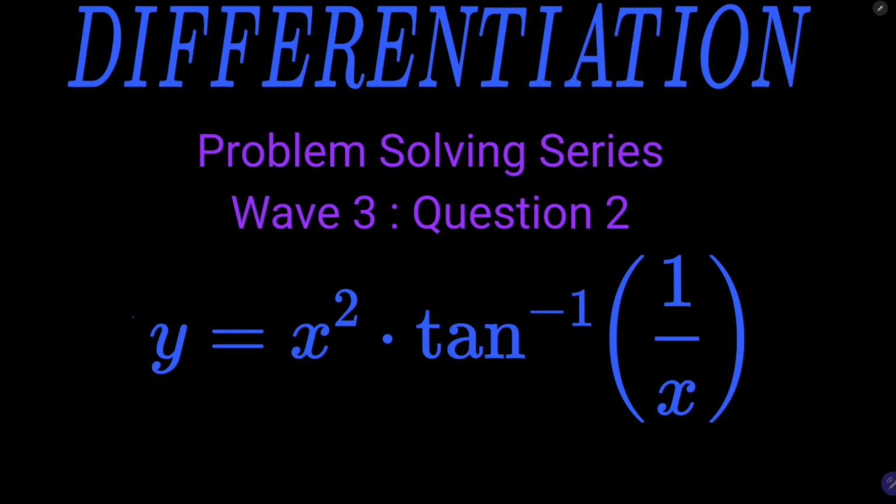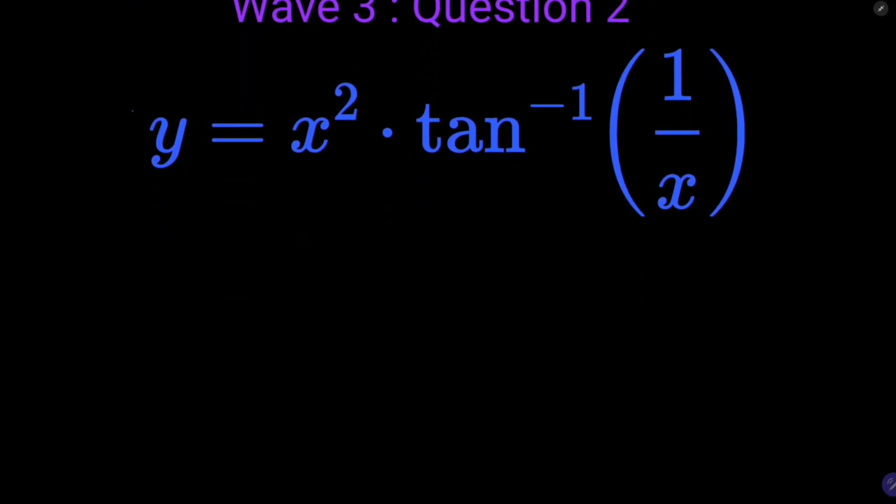In today's lesson, we'll tackle a challenging differentiation problem that combines the product rule, chain rule, and inverse tangent differentiation. So first of all, what is our function? Our function is given by y equals x squared times tan inverse of 1 on x. So let's start with the differentiation.